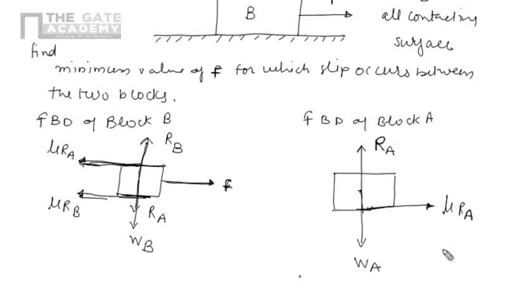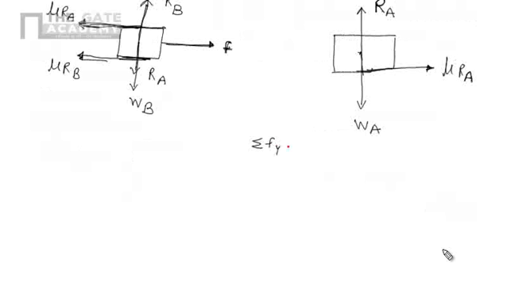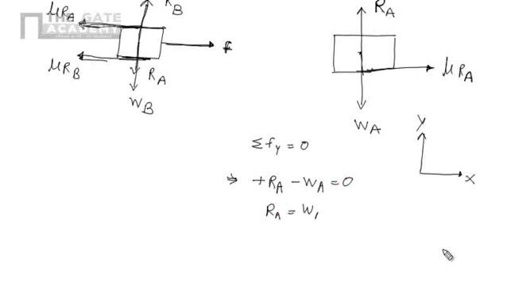Now we can apply the conditions of equilibrium for block A. For block A, the algebraic summation of all vertical forces along the y direction will be 0. If you see our coordinate axes, they are x and y. So we can easily write the equation for this equilibrium: the algebraic summation of all vertical forces should be 0. So we can write plus RA, because it is in upward direction, minus WA equals 0. So RA will be WA in that case. So RA will be 1 into 9.81, so we can write 9.81 Newton.